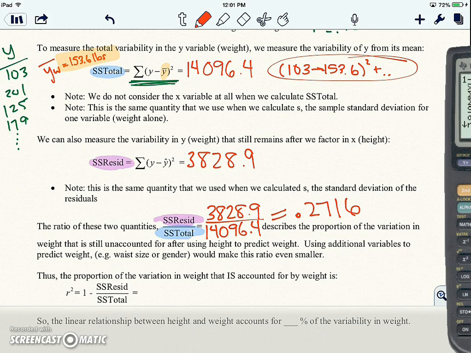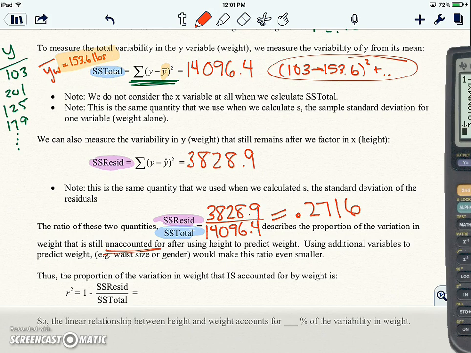Okay, so it describes the proportion of variation in the weight that is still unaccounted for after using height to predict weight. That's the part that we don't know. How much do they eat? Do they run big boned? Maybe they got on the scale and they have stuff in their pockets. I don't know, but that's the stuff that we don't know. Using addition of variables to predict weight, i.e. waist size or gender, would make this ratio smaller, but that would be a multivariable regression and we won't do that.